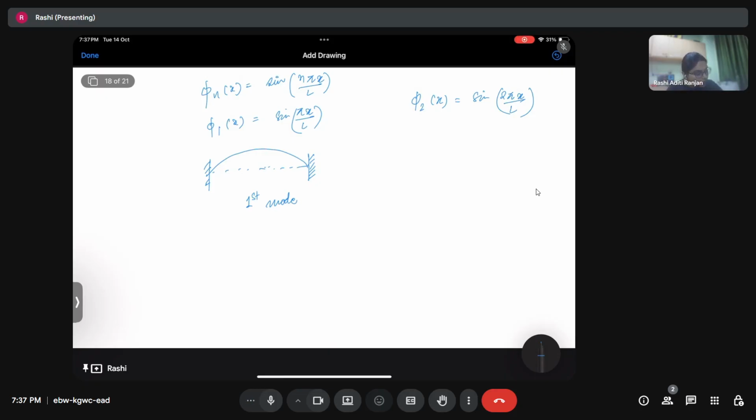Now for the second mode, it is sine of 2 pi x by L. So it is something like sine of x from 0 to 2 pi. So we have something like this, and this, like this.